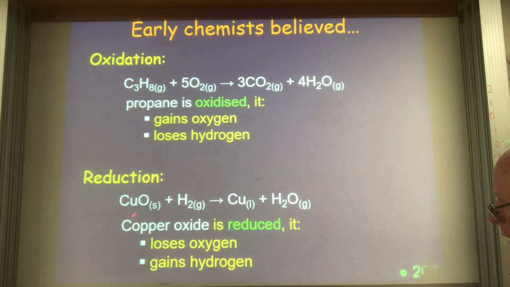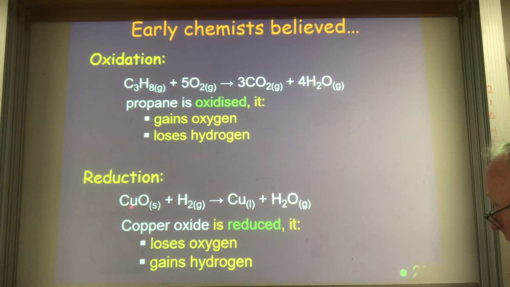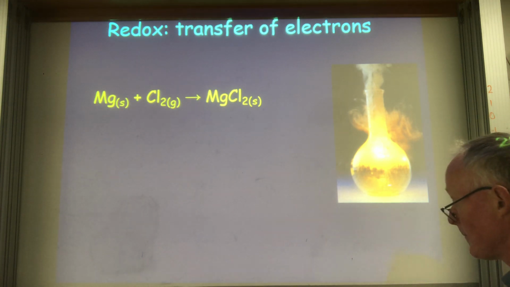Reduction was where you turn metal oxides, metal ores, into the pure metal. In this case, a really common chemical way of doing that was reacting with hydrogen gas. So the copper oxide loses oxygen and it gains hydrogen. So that was classified as reduction. That was a long time before the discovery of electrons, which is how we explain these things these days.